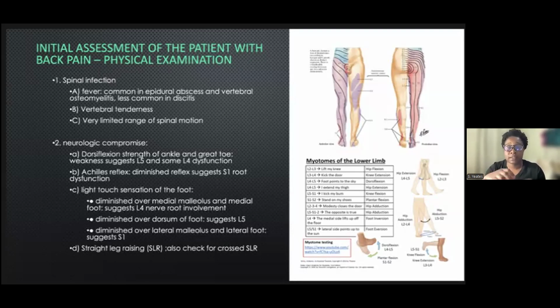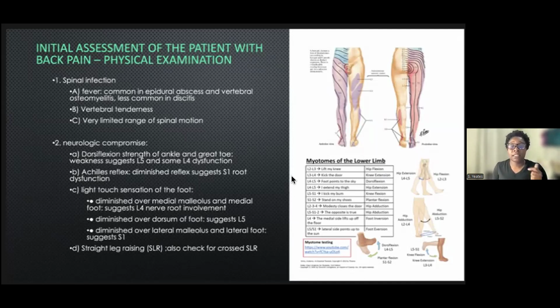Now, the physical findings that I'm going to mention are those of most cases of clinically significant nerve root compression due to an L4-5 or L5 to S1 herniated lumbar disc. This actually comprises more than 90% of the cases of patients with herniated lumbar disc who present with radiculopathy. It's not saying that all patients would present like this, but this is the most common. Dorsiflexion strength of the ankle and great toe is weakened, and it suggests an L5 and some L4 dysfunction.